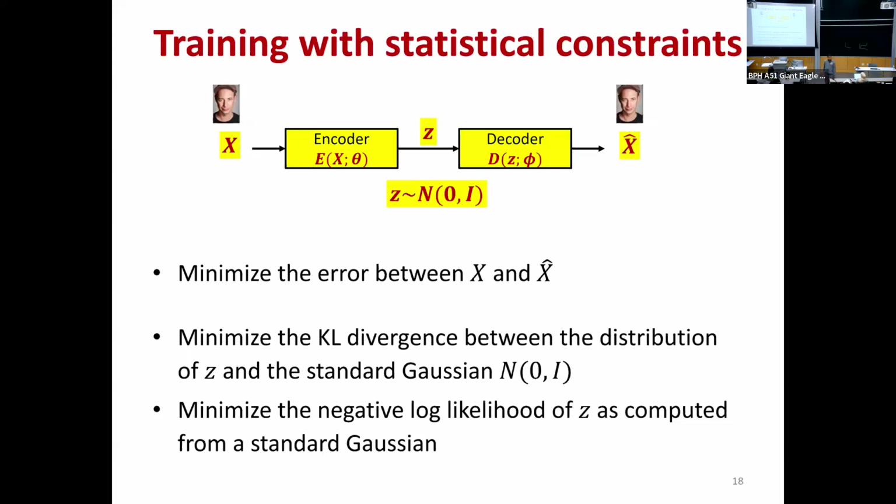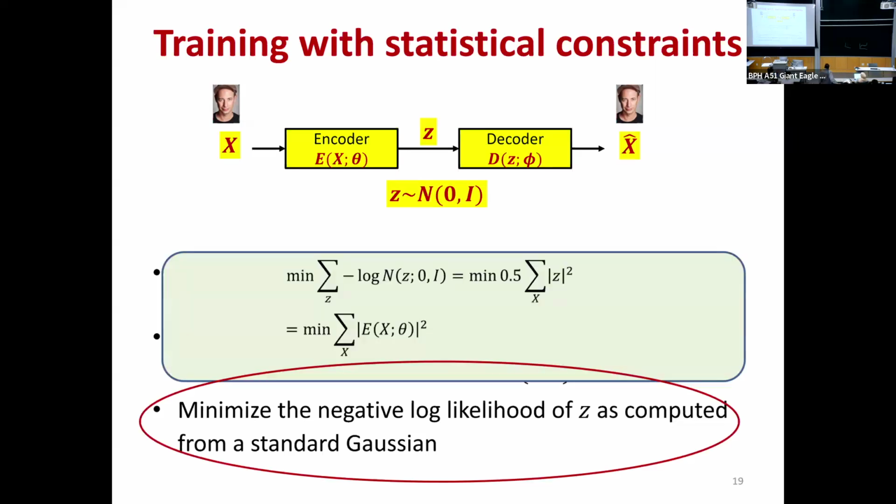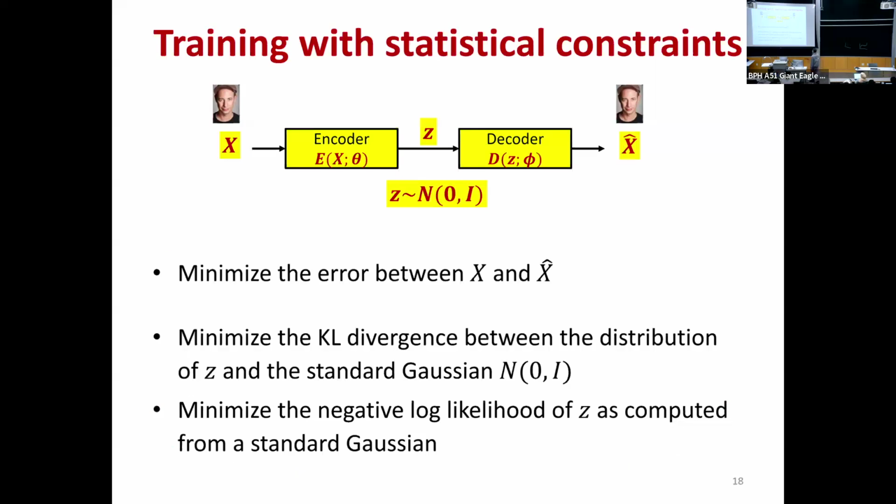There are a couple of different ways to do it. One simple way is to say, I'm going to compute the probability of the z's that I get using a standard Gaussian. And if my data does indeed come from a standard Gaussian, the maximum likelihood principle is going to say that this log likelihood is going to be high, right? So let me try imposing that as a loss. I'm going to minimize the negative log likelihood of z as computed from a standard Gaussian, while also training my autoencoder.